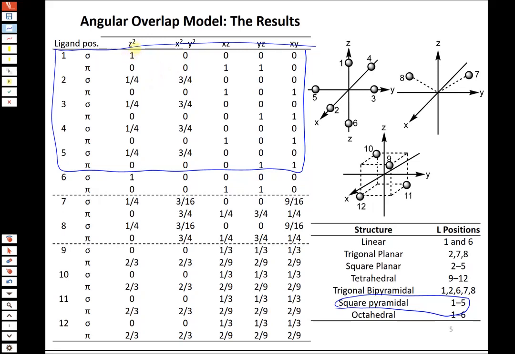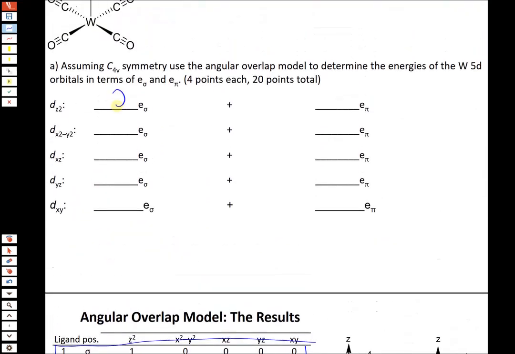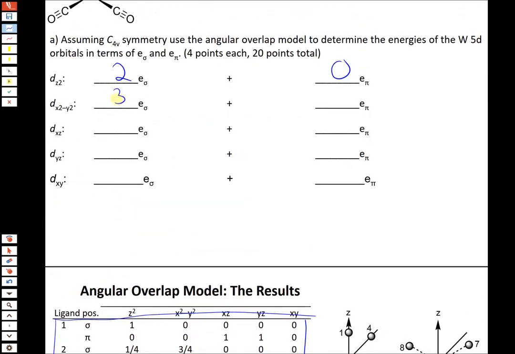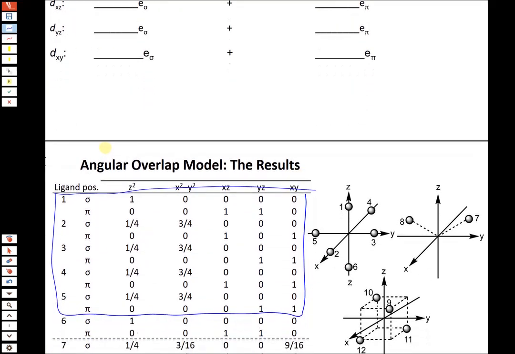So for dz squared, what we get is 1 plus 4 quarters. That's a total of 2 for E sigma and 0 for E pi. If we go to dx squared minus y squared, that's another one that only has sigma interactions. So this time we have 4 times 3 quarters, which is a total of 3 for E sigma, 0 for E pi. And then the rest of the 3 d orbitals, xz, yz, and xy, just like they do in an octahedral situation, since we're just removing one ligand from the octahedron, are going to have only pi interactions.